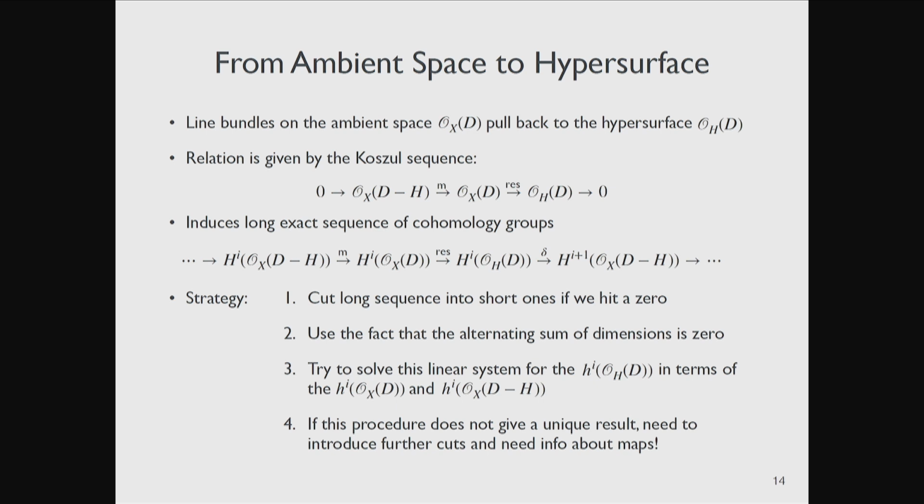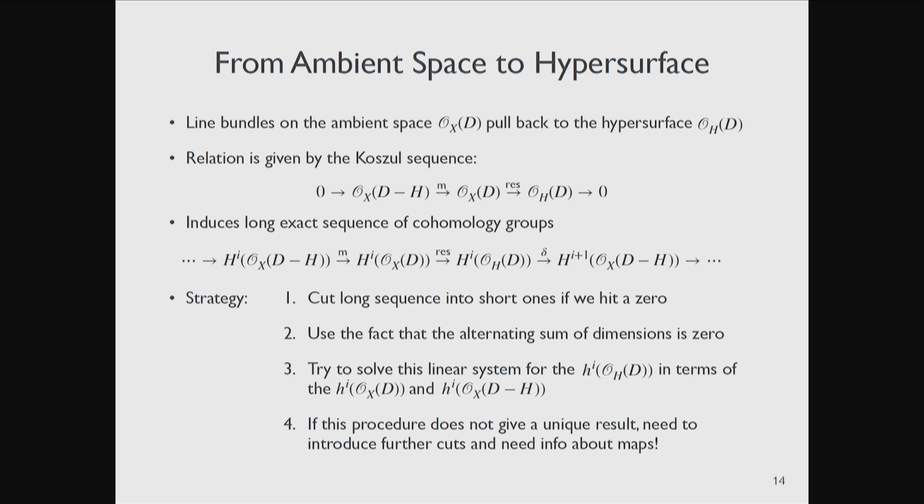You can subtract D and H because divisors form a group. And there is an exact sequence here, which is known as the Koszul sequence, which relates line bundles on the toric variety itself and a hypersurface in there, which is given by H. So this is the one that we want to compute the cohomologies of. And these are the ones that are given to us by the cohomCalg algorithm. Okay, this is a nice sequence here of line bundles. And it induces a long exact sequence of cohomology groups of these line bundles.